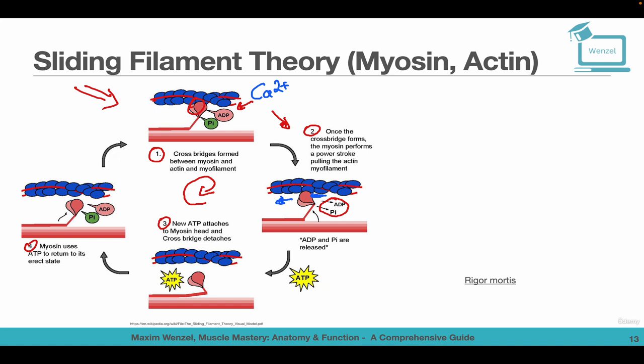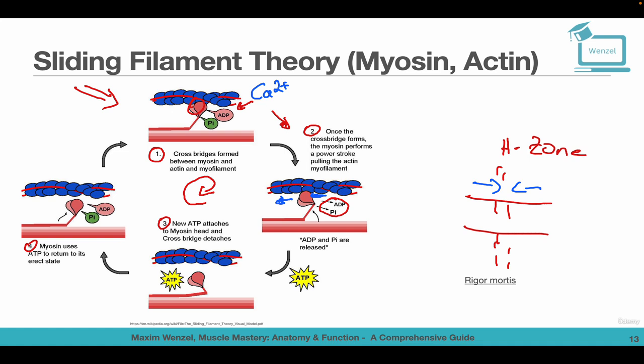Now the myosin heads pull the actin filament towards the center of the sarcomere, as you see there. This power stroke generates force and shortens the sarcomere. Like you had the sarcomere here, and now it gets shortened. And here you will have the H zone, as you saw in the picture before.